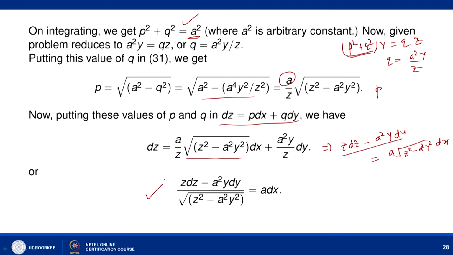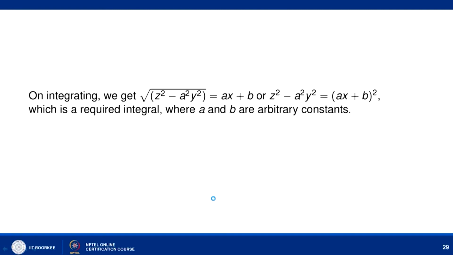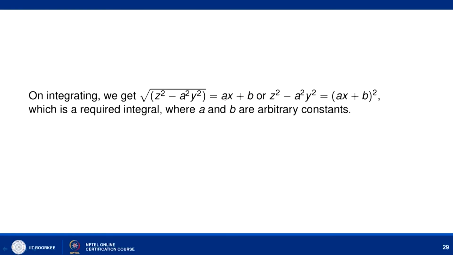So you always look at the coefficient of dx and dy, and according to the coefficient of dx and dy, you arrange your equation in a way such that it will become a derivative of some exact form. So here, if you look at it, it is the derivative of under root z square minus a square y square. So using this, let us say that you integrate and you will get under root z square minus a square y square, and here we have a dx, so ax plus b. So we have ax plus b, you square it out and you have z square minus a square y square equal to ax plus b whole square.